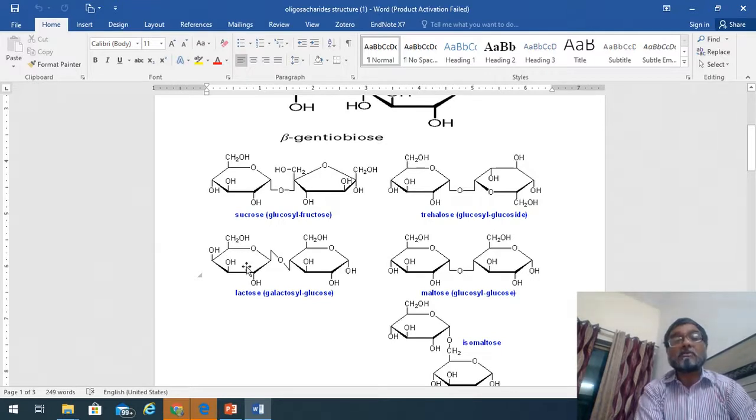This is the lactose. This is the galactose and this is the glucose unit, and they have the beta type of linkage, beta 1,4 type of linkage. This is the alpha type of linkage. This is again the beta type. Why is that beta? Actually this is in the inverted form. This is the beta type of linkage due to its inversion process.